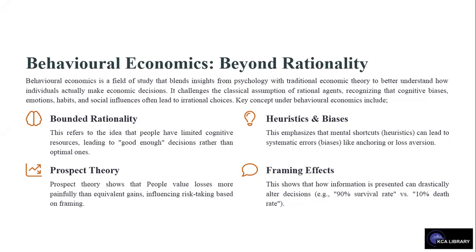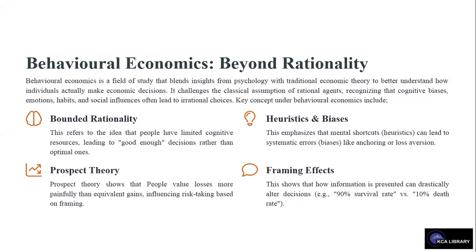Key concepts under behavioral economics include bounded rationality, heuristics and biases, prospect theory, and the framing effect. Bounded rationality refers to the idea that people have limited cognitive resources, leading to good enough decisions rather than optimal ones. Prospect theory shows that people value losses more painfully than equivalent gains, influencing risk taking based on framing.